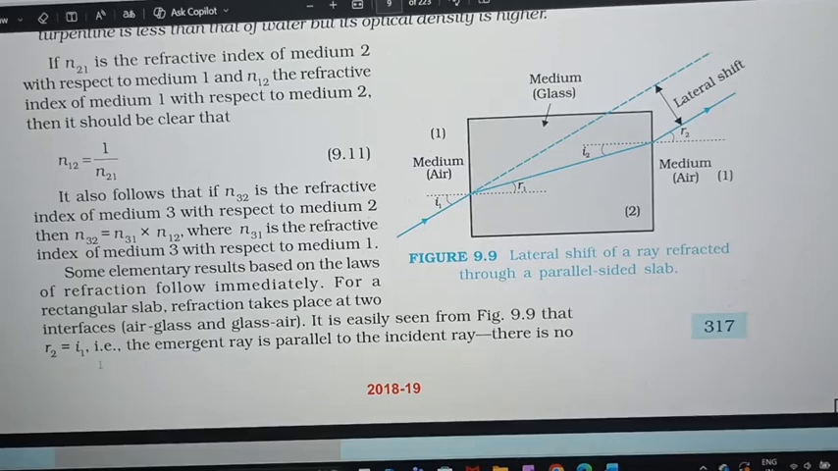And one more thing is that i1 is equal to r2. Now if they ask the reason for this, you can say that this rectangular glass slab, opposite sides are parallel. So normals are exactly horizontal to this. So normals will also become parallel, and you can say these are alternate exterior angles.